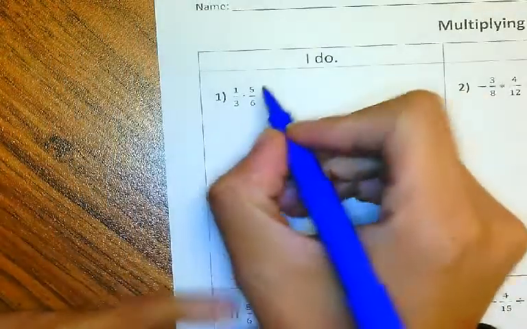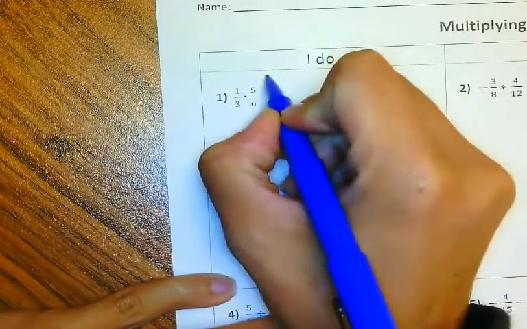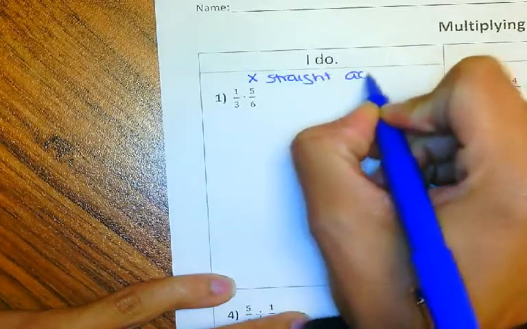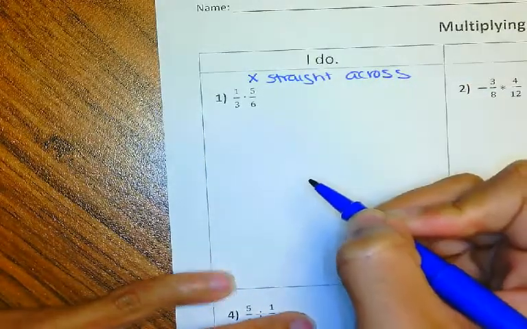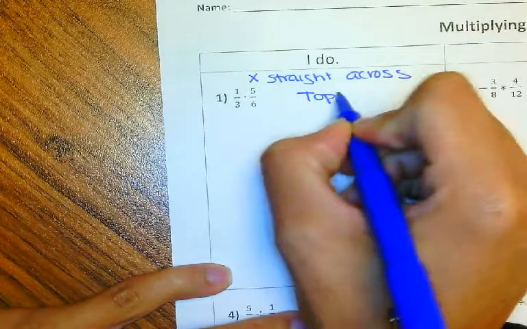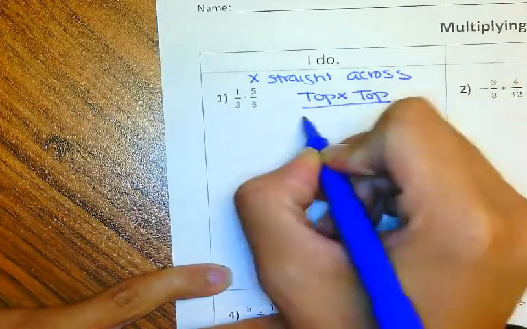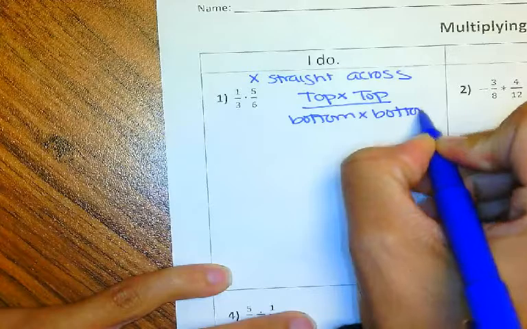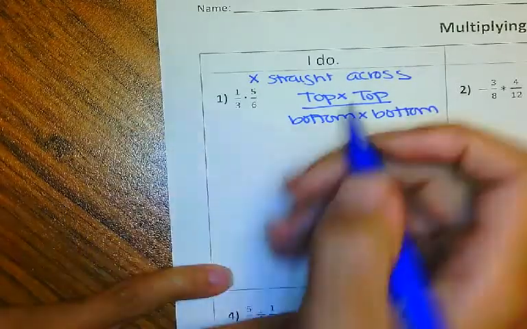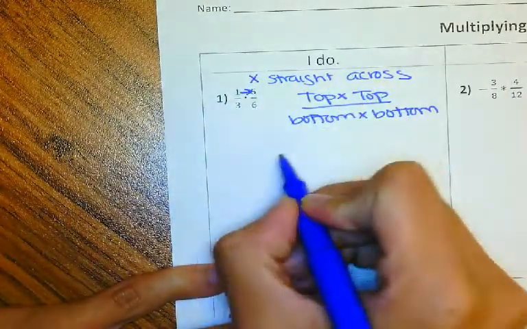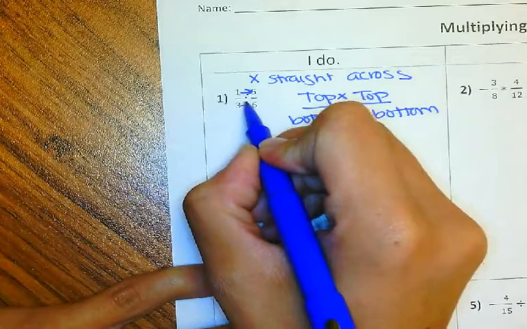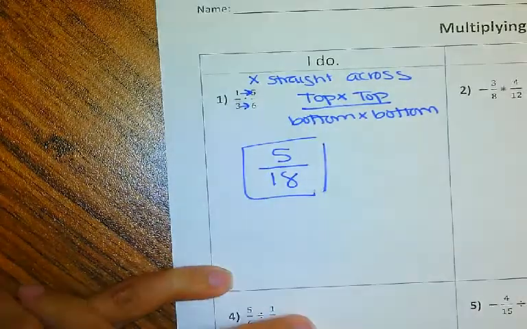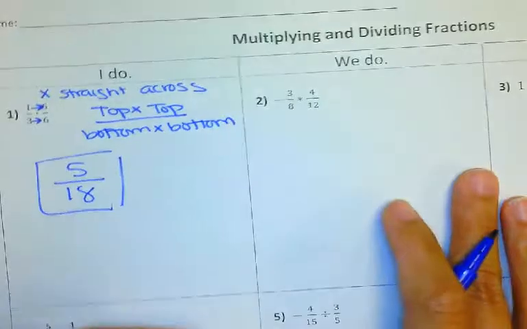When you multiply, all you're doing is multiplying straight across. You're doing top times top and bottom times bottom. That's all. So in this case, we have 1 times 5, which is 5, and 3 times 6, which is 18. So that's your answer. Now see if you can do the we do.